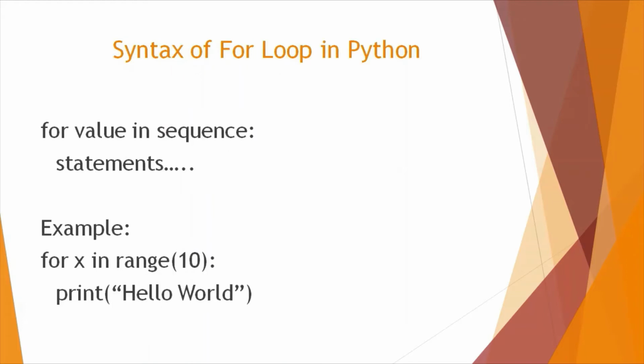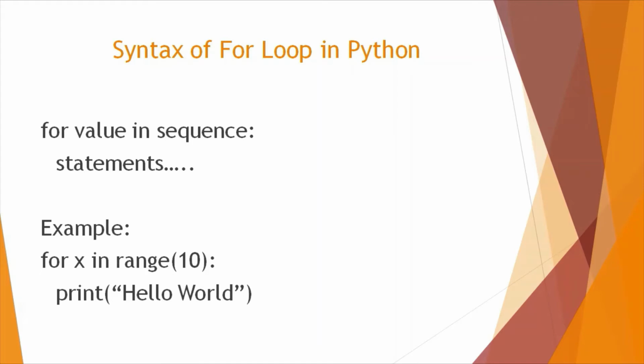So this is the basic syntax for the for loop in Python. First of all, I have the for here. We'll pass the value in it, like i, j, k, anything in the sequence, and then we will run multiple statements. And there is an example of a for loop that is for x in range 10. Here I have used a function that is range. We will discuss it later, and it will print hello world. So here I am saying the value here is x and the sequence here is the range 10.